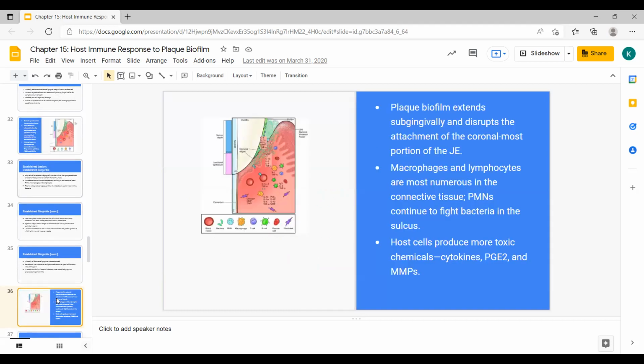We know that. But the plaque biofilm extends subgingivally, okay? We've already seen that, it disrupts the attachment of the coronal-most portion of the junctional epithelium. Macrophages and lymphocytes are most numerous in the connective tissue. So it's really important to understand that in the established lesion, our most abundant cells are going to be macrophages and lymphocytes in the connective tissue. PMNs continue to fight bacteria in the sulcus. The host produces more toxic chemicals, cytokines, prostaglandin E2, and MMPs, okay?